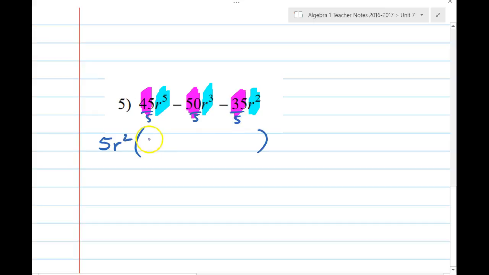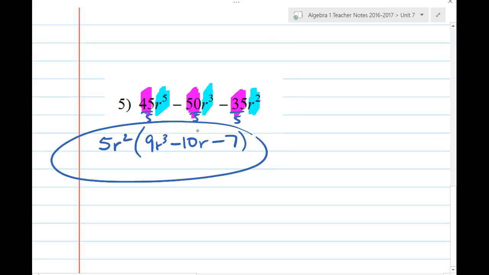Okay, so 45 divided by 5 is 9. I have 2 r's here. How many r's do I need to make 5? 3. 50 divided by 5 is 10. I have 2 r's here. How many do I need to make 3? Well, I need 1 more. Okay. Bring down the sign. 35 divided by 5 is 7. I have 2 here, so I don't need any more here. And there's my answer. Okay, that's it.